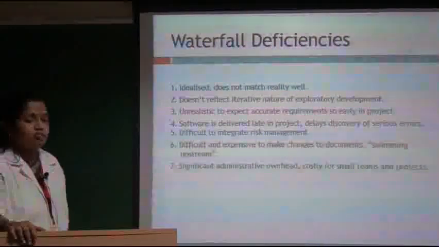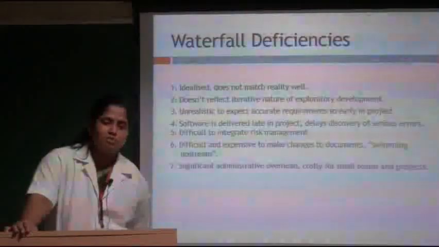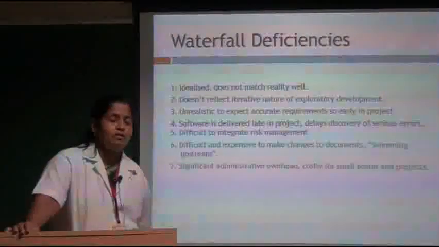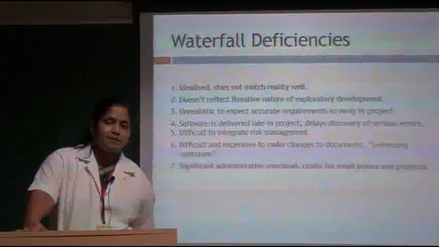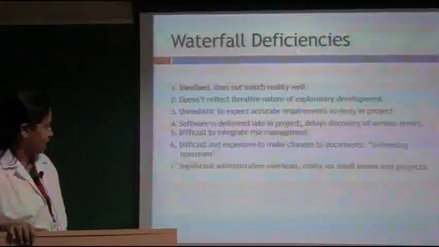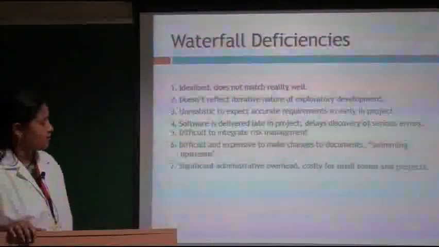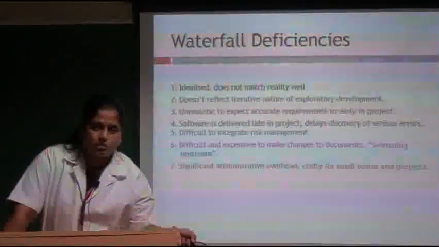Difficult and expensive to make changes. If you want to make any small change at any stage, it should travel by the swimming upstream method. So it takes a lot of time. And significant administrative overhead, costly for small projects, small teams and projects.